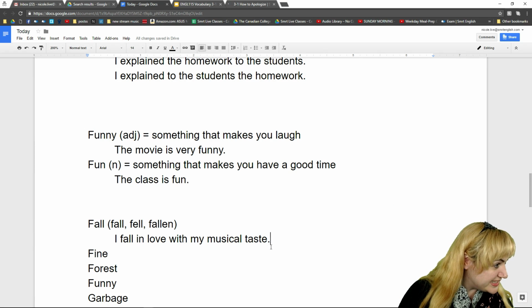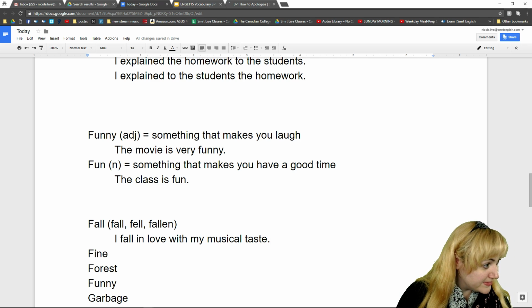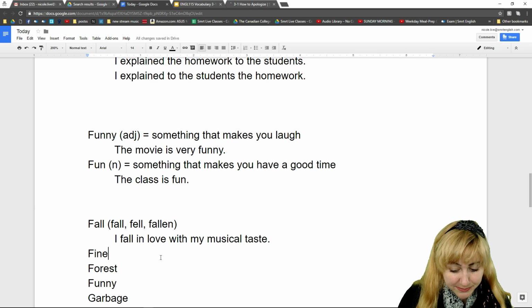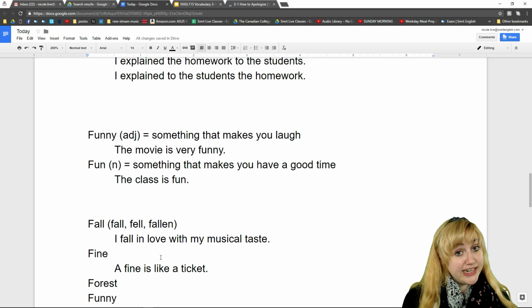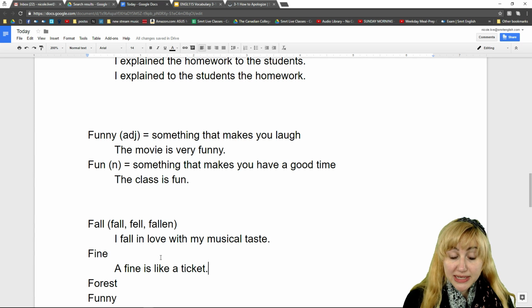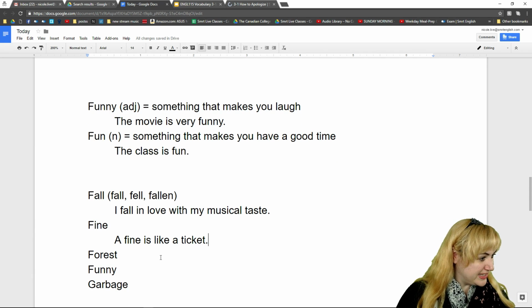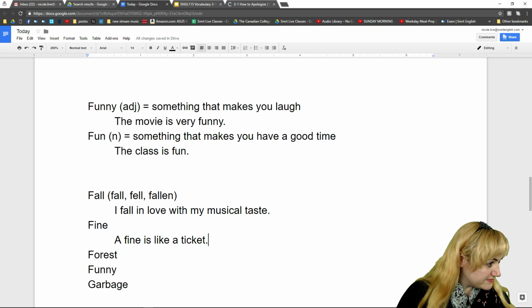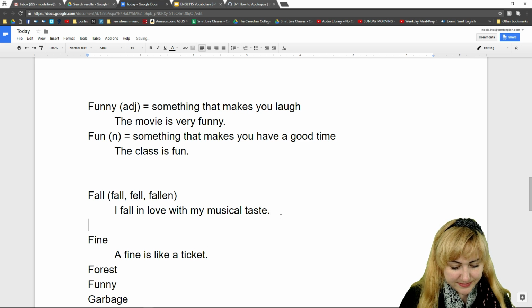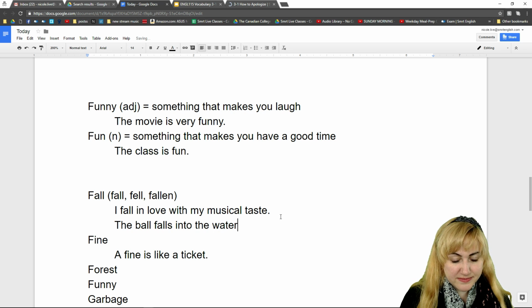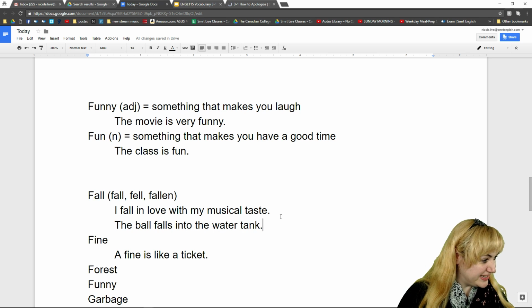Good. Let's see. Fine is like a ticket. That's a good example. So a fine is like a ticket. So very good. Ticket can have many meanings, but one meaning of ticket is fine. Absolutely. Good job. Let's see. The ball falls into the water tank. Very good. Very nice. Good.